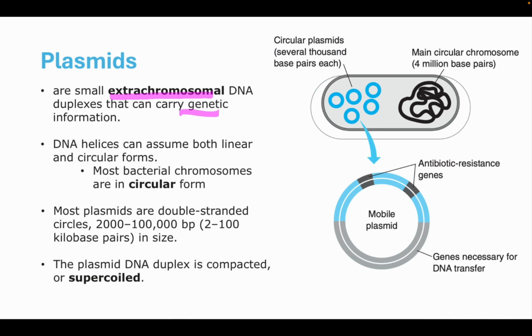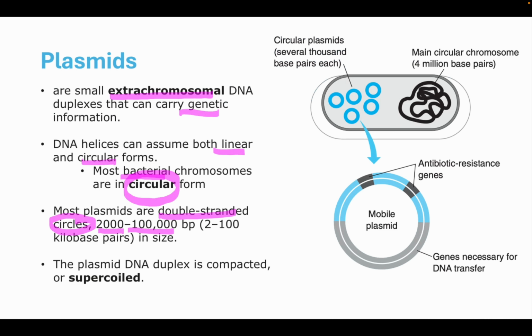Because plasmids are easy to manipulate, and of course because of their small size, they can be easily used in the laboratory. DNA helices can assume both linear and circular forms. However, as I have mentioned, bacteria usually have circular plasmids. Most plasmids are double-stranded and circular, and they only have 2,000 to 100,000 base pairs.